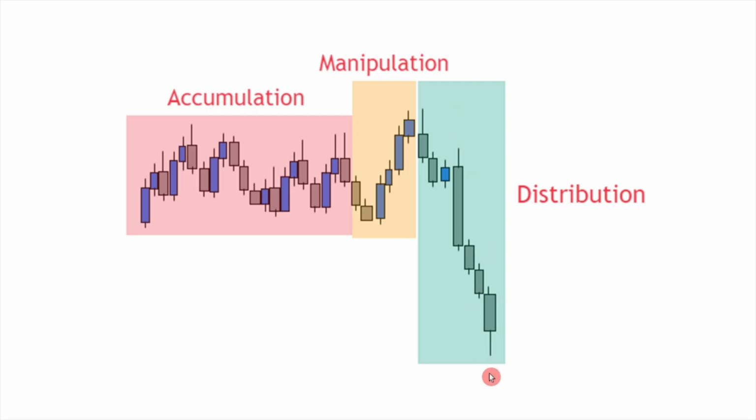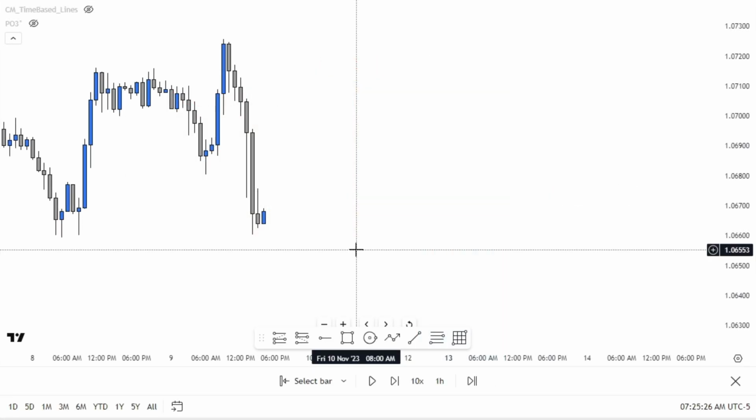All right, now that we've gotten that theory down, let's move on to the charts and look at a few real examples so you can see exactly how accumulation, manipulation, and distribution plays out in live price action. All right, now let's go ahead and take a look at an example of AMD. We're going to fast forward and see how price plays out and label each action within price.